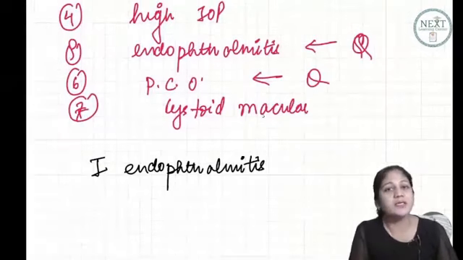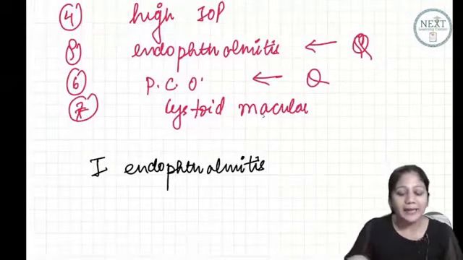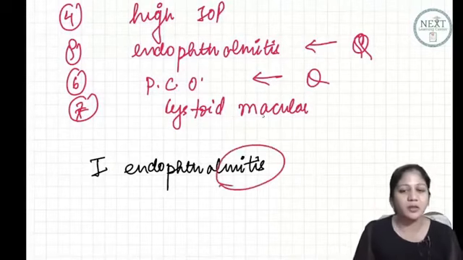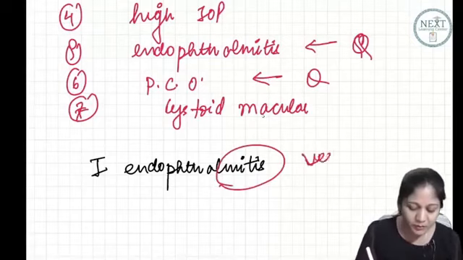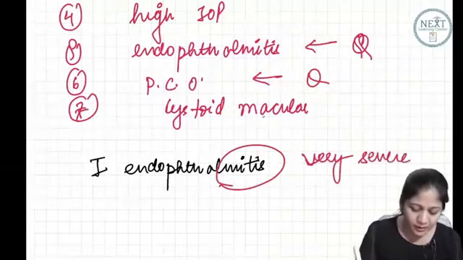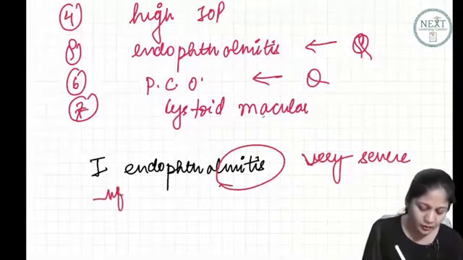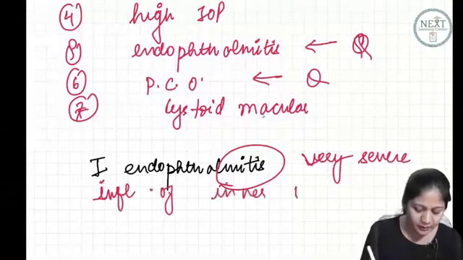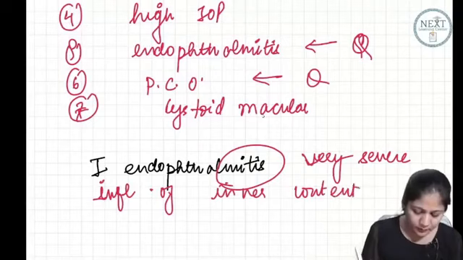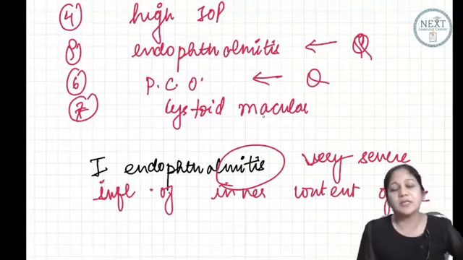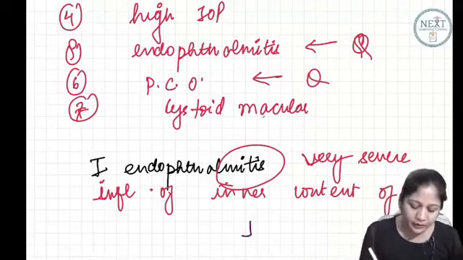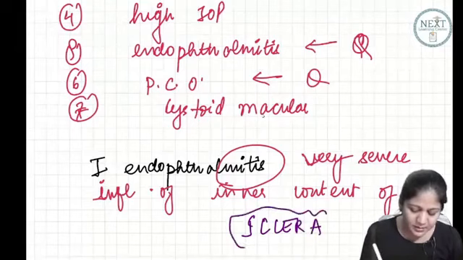So guys, what has happened? There is itis. What do you mean by the word itis? Itis means inflammation. There is a very severe inflammation of what? Of the inner contents of the eye, except the sclera. So what is spared in endophthalmitis? Your outer coat is spared. Sclera is spared.